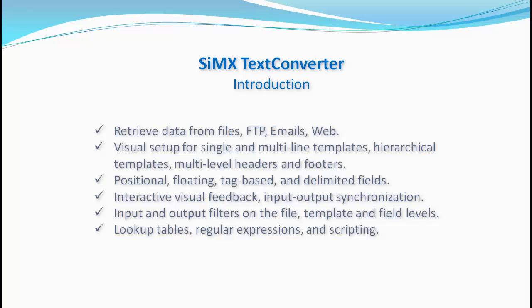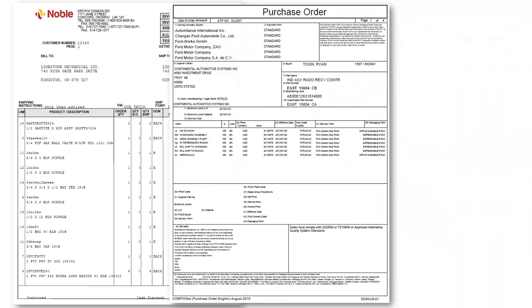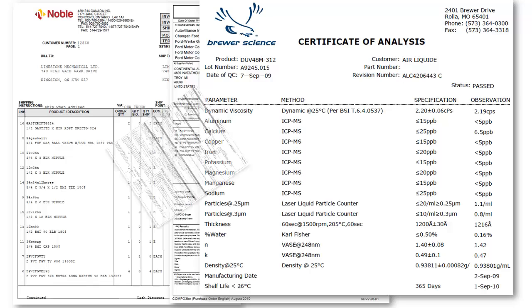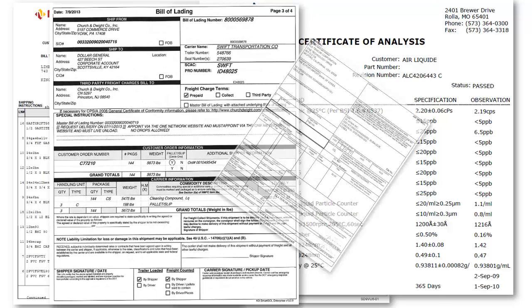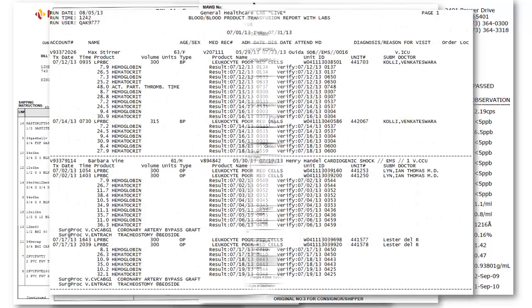SiMX TextConverter 4 is the best tool on the market for extracting loosely structured data from PDF, HTML, Word, or Excel documents, as well as diverse text files. Extracting hierarchical data from invoices, purchase orders, certificates of analysis, test certificates, bills of lading, airway bills, financial, operational, and executive reports can be implemented in minutes by a business professional.